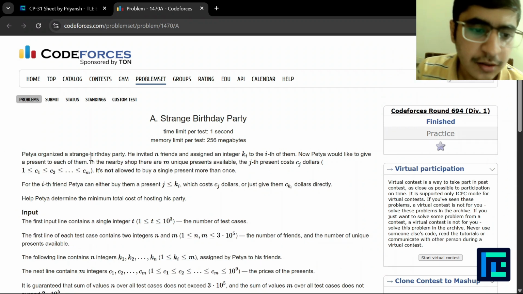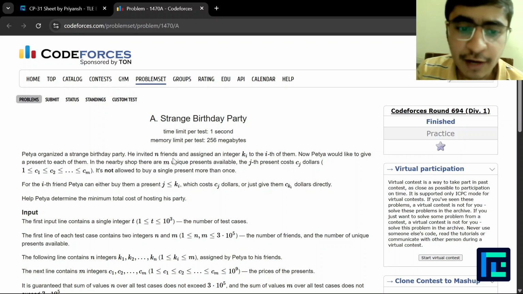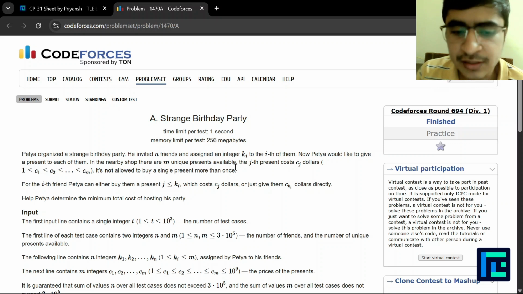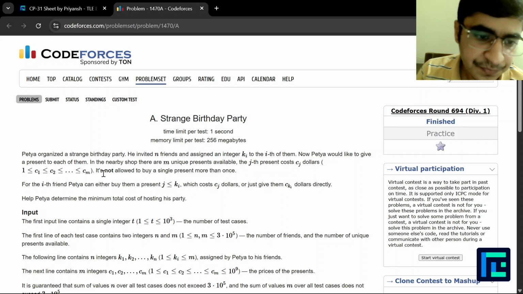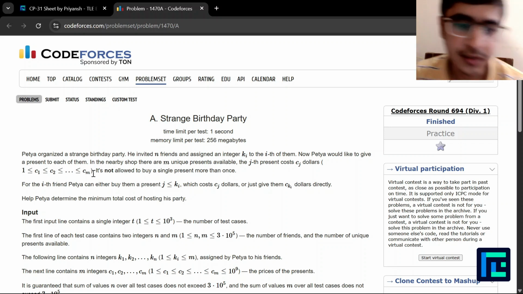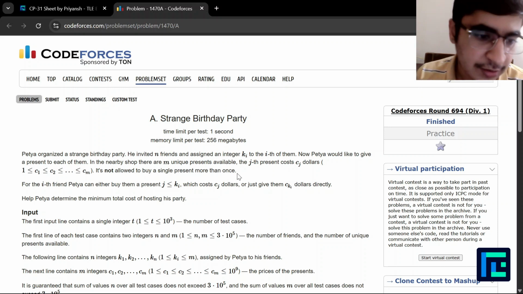Petya organized a strange birthday party. He invited n friends and assigned an integer ki to the ith of them. Now Petya would like to give a present to each of them. In the nearby shop, there are m unique presents available. The jth present costs Cj dollars, and C1 is less than or equal to C2, less than or equal to Cm. Basically, it's a sorted vector of costs, and it's not allowed to buy a single present more than once.